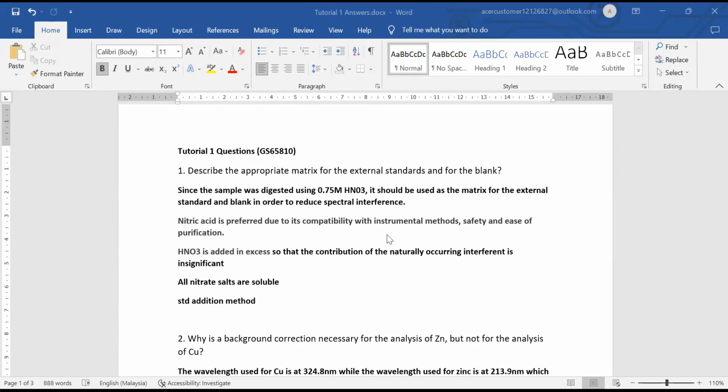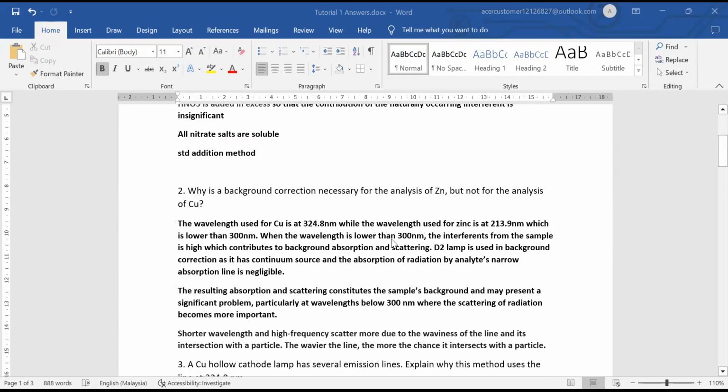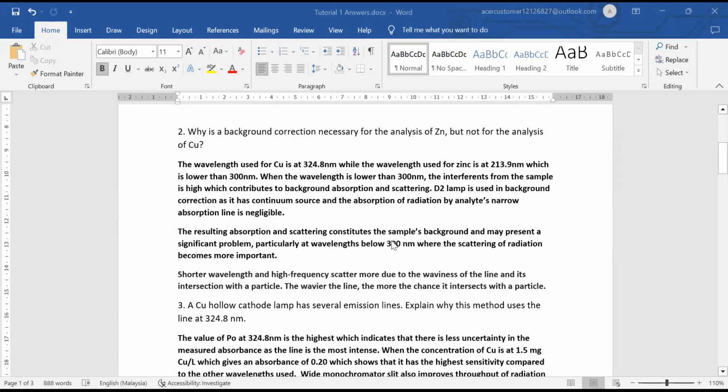So, why is background correction necessary for the analysis of zinc, but not for the analysis of copper? The wavelength used for copper is 324.8 nanometer, while the wavelength used for zinc is 213.9 nanometer, which is lower than 300. When the wavelength is lower than 300, the interference from the sample is high, which contributes to the background absorption and scattering. So a D2 lamp is used in background correction, as it is a continuous source and the absorption of radiation by analytes' narrow absorption line is negligible.